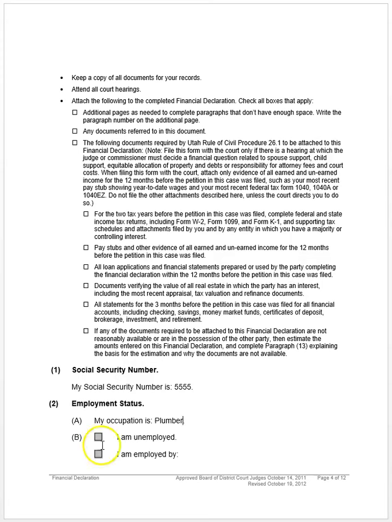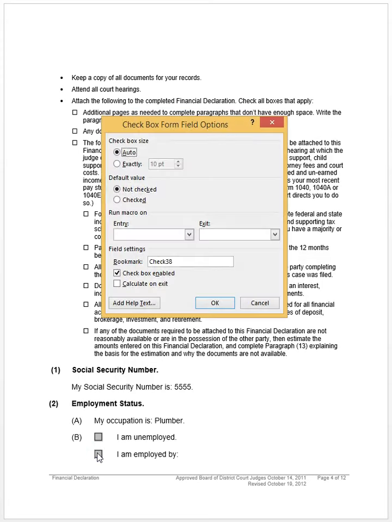So I've stated I'm a plumber, so I'm going to click on I am employed. Click. Click. You see that? It's not doing that. Well, maybe double clicking will work. What? Okay, well, it didn't give me a check or an X. It opened up a little dialog box, and now I have to look around.